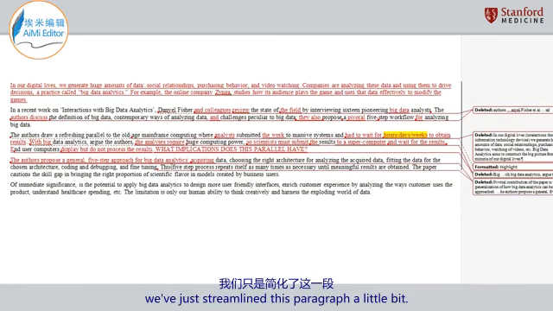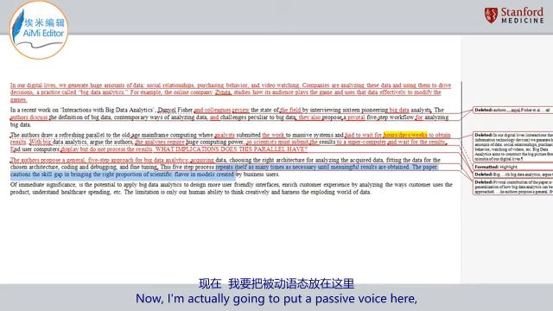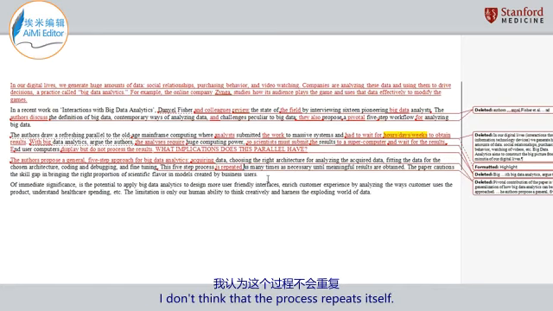So notice how we've just streamlined this paragraph a little bit. This 5-step process repeats itself as many times as necessary until meaningful results are obtained. Now, I'm actually going to put a passive voice here. Is repeated. This 5-step process is repeated. The reason is I don't think the process repeats itself. Is it self-sustaining? I'm not sure.